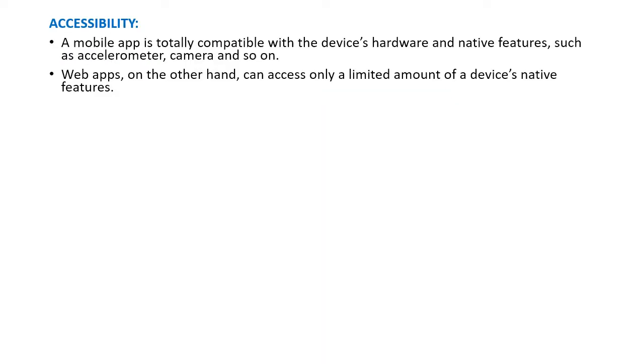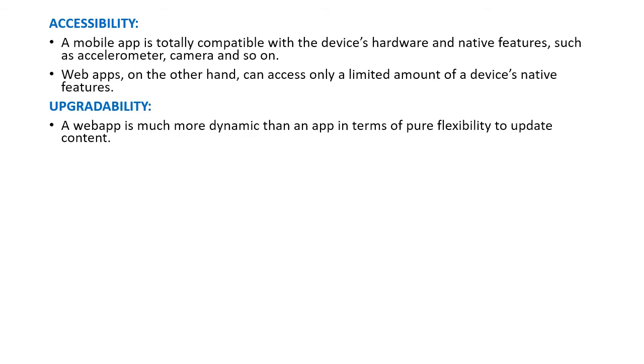If we look into the characteristics, for example, the first one, accessibility, a mobile app is totally compatible with the device hardware and the native features inside. For example, accelerometer, camera, and so on. And nowadays, there are more and more sensors installed inside the mobile. Meanwhile, web apps can also have access, but with a very limited amount of the device native features. But in terms of upgradability, a web app is much more dynamic.